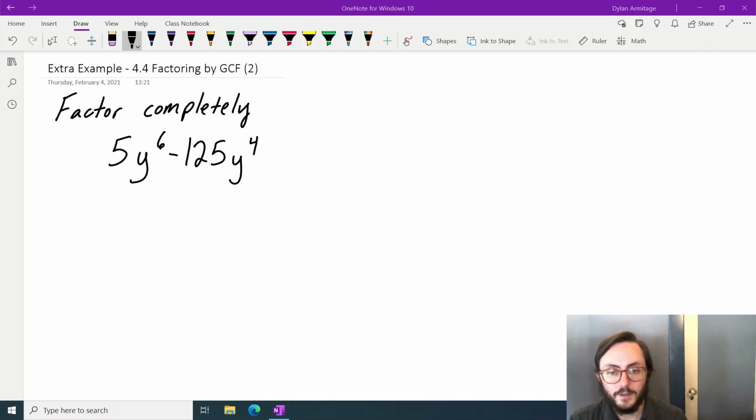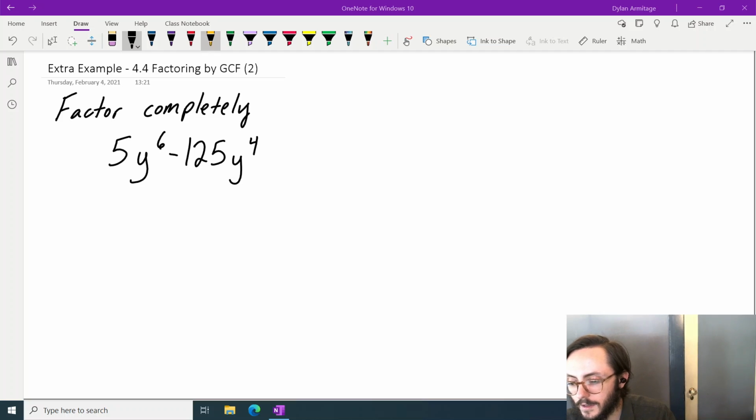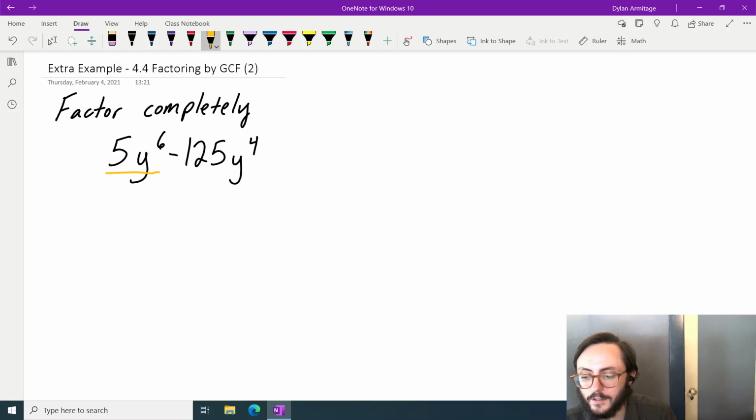In this video, we are doing another extra example from Chapter 4.4, Factoring by Greatest Common Factor. This is part 2 of 3. So in this one, we are to factor completely 5y to the 6th minus 125y to the 4th. Now, what we need to notice here is that there are things in common between our two terms.